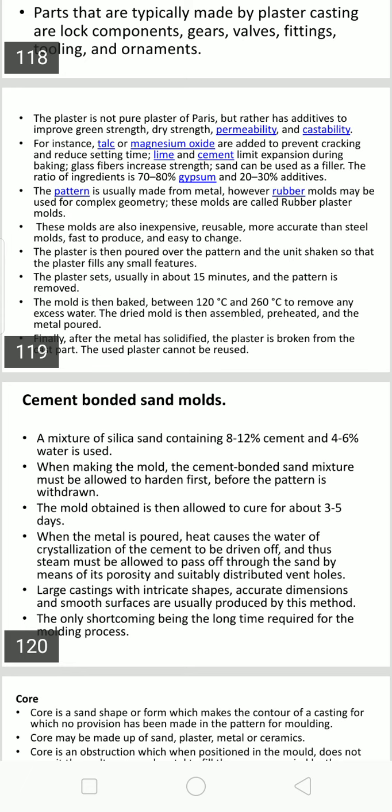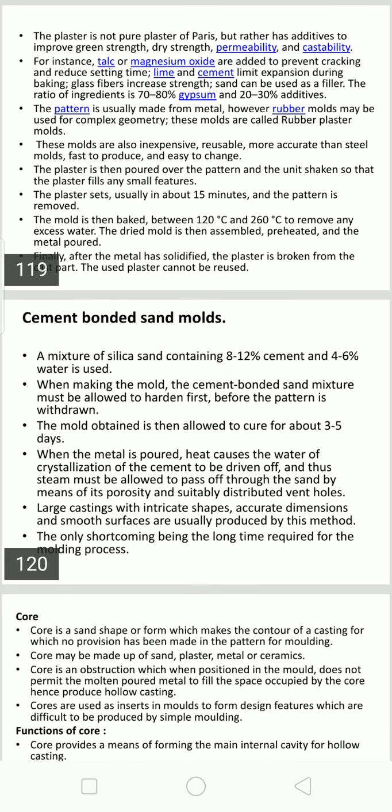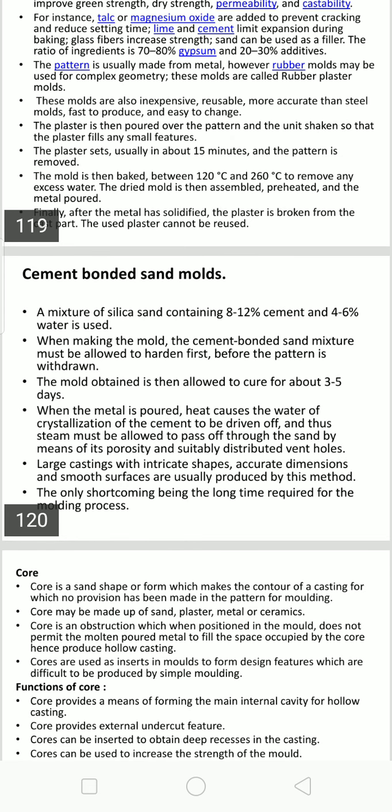So the next molding process is the cement bonded sand mold. A mixture of silica sand containing 8 to 12% cement and 4 to 6% water is used. Only cement and water. When making the mold, the cement bonded sand mixture must be allowed to harden fast before the pattern is withdrawn. The mold is obtained, then allowed to cure for about 3 to 5 days. Then the metal is poured.